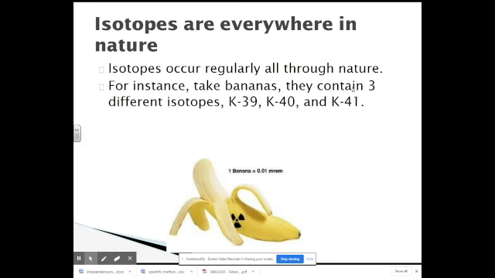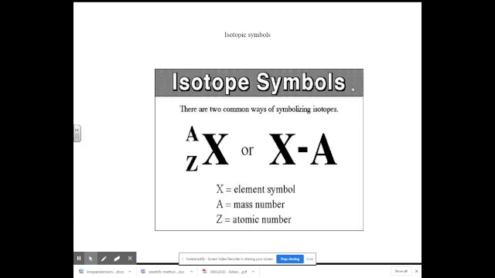Isotopes are everywhere in nature. Isotopes occur regularly all through nature, so some radiation occurs naturally through all nature. For instance, bananas have 3 different types of isotopes or radioactive materials. So when you're eating a banana, you're eating something radioactive. Nope, you're not going to glow green, unfortunately. That'd be pretty cool, though.